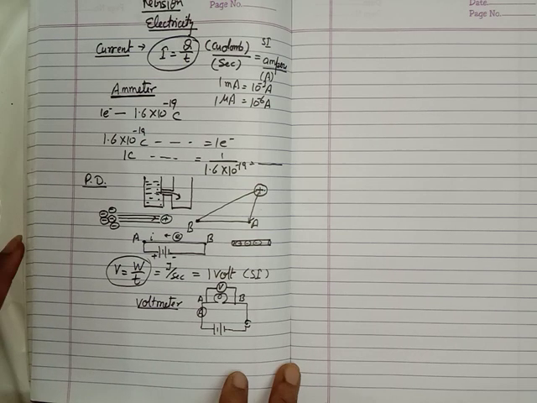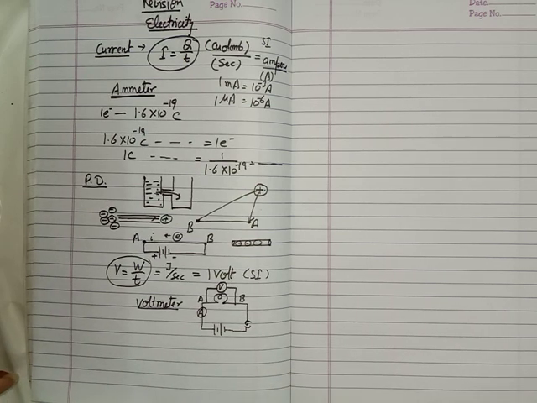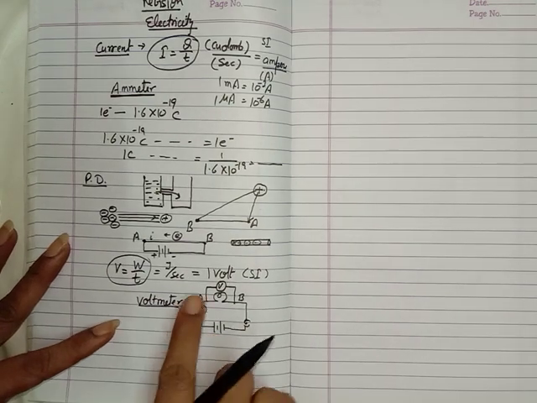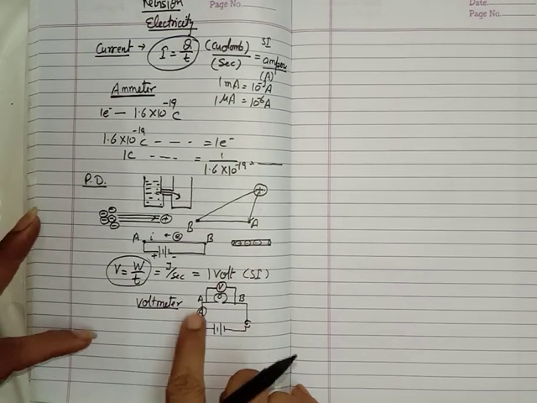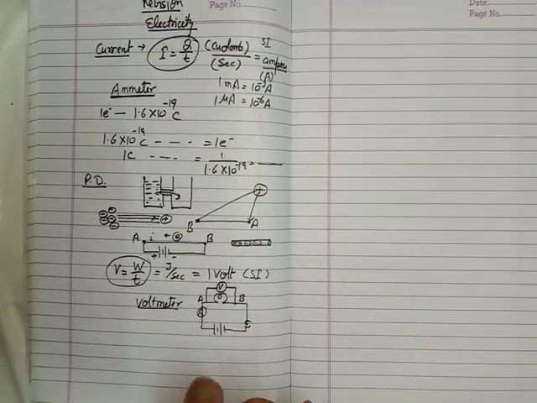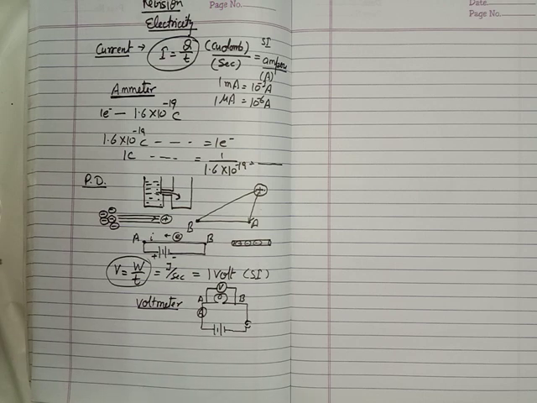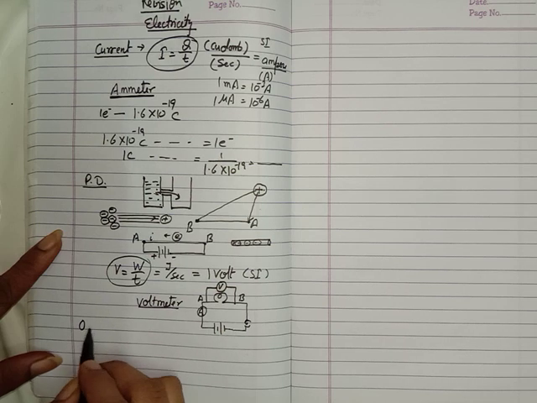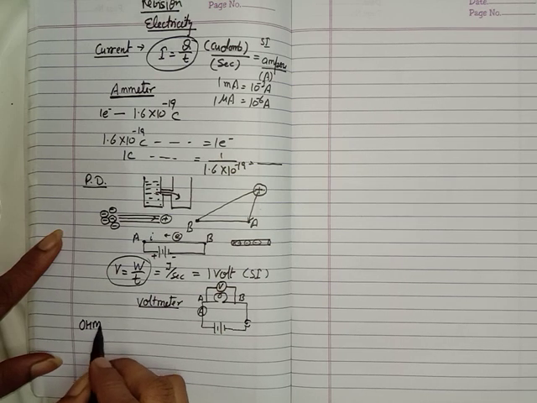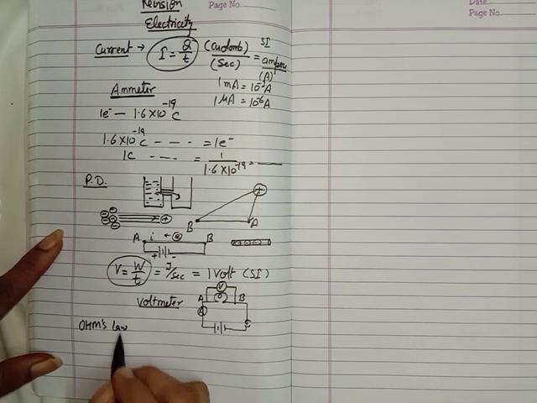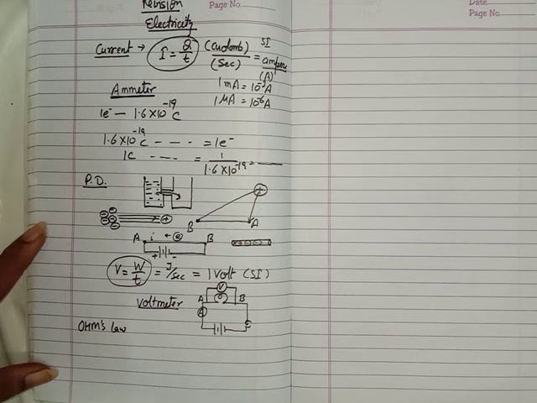Okay. Now the next part of this chapter is Ohm's law. I think you all know about it. These are the circuit component symbols which we use to represent circuit diagrams. Ohm's law is the most important law of this chapter. What is Ohm's law?